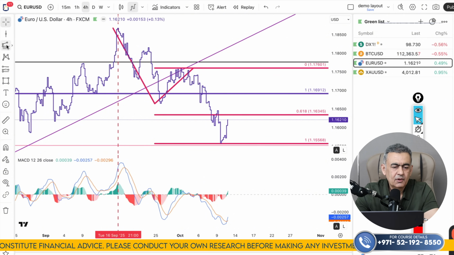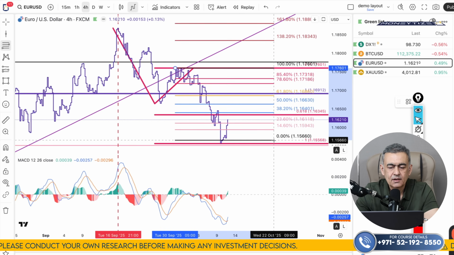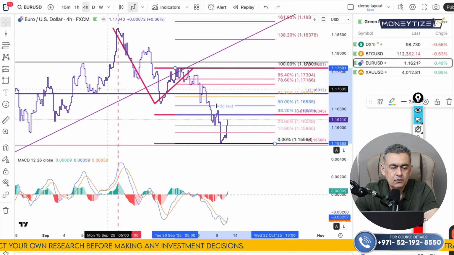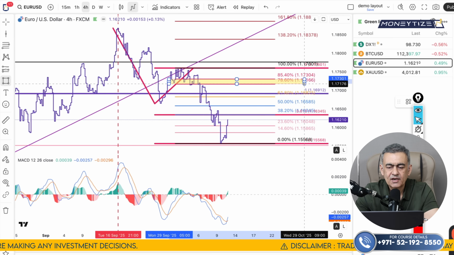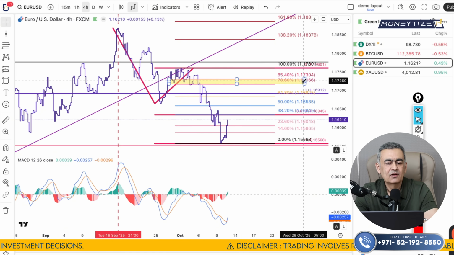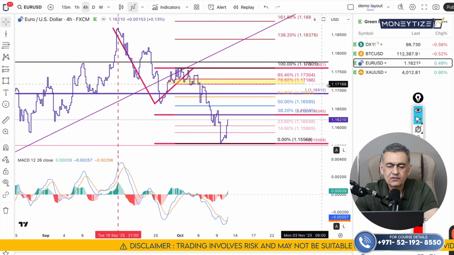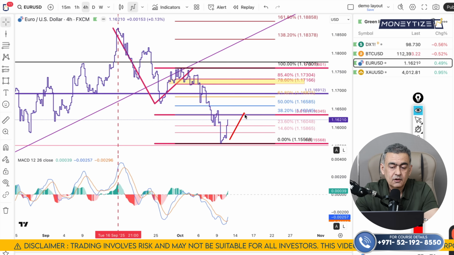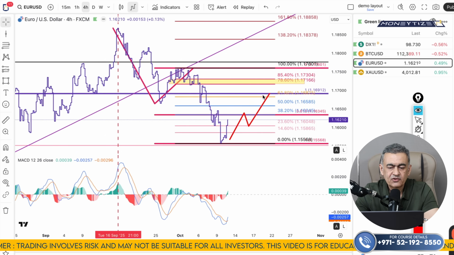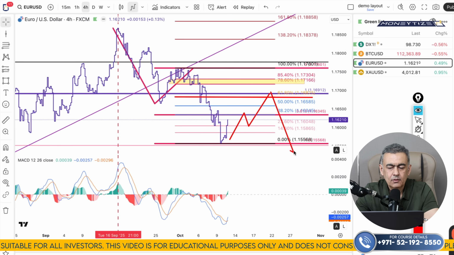So now I'm going to apply fib retracement only on the last wave down, so starting from the highest to the lowest. So best case scenario, I can see EURUSD rising back to the area of 78.6 to 85.4. In terms of price level, it would be 1.1716 to 1.1730. Now this is the best case scenario. Or we can also see here continuation lower either from 61, which is again a very strong magnet area. In terms of price level, this would be 1.1690 and then continuation lower.